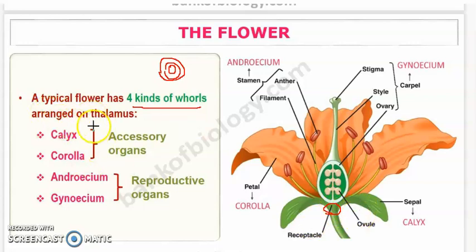Okay, and the different structures which we see on the thalamus are the calyx. What is it? Calyx is nothing but the sepal.